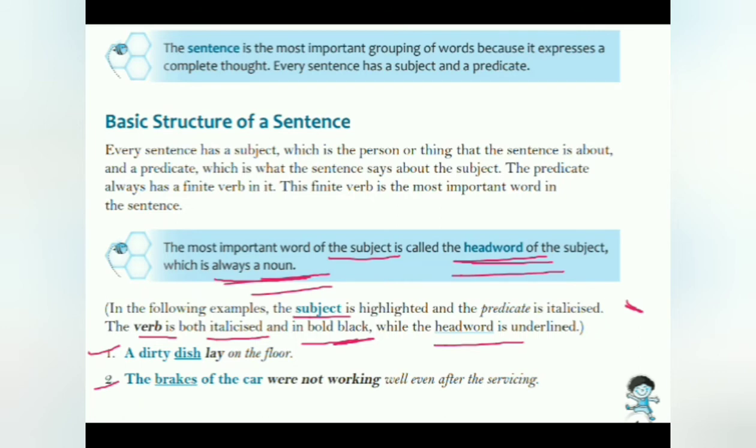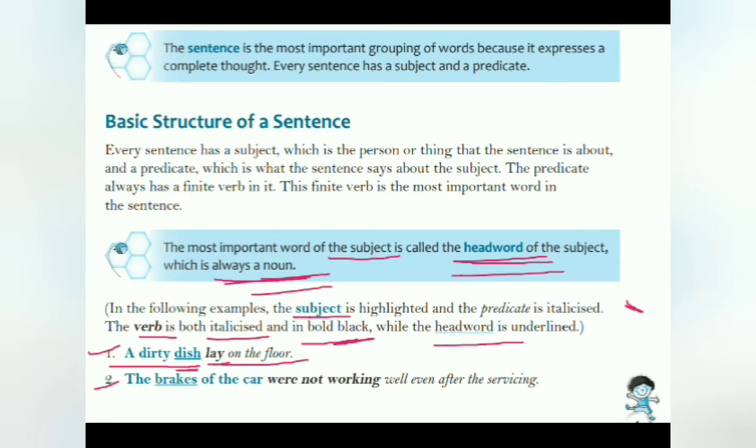Let's see the examples. First example is: A dirty dish lay on the floor. Here the bold letters are a dirty dish. That means they are the subject. And the leftover part of the sentence is the predicate. The underlined word is dish. And dish is the head word. Then, the rules were saying that the verb is both italicized and in bold black. This word lay is italicized and bold as well.